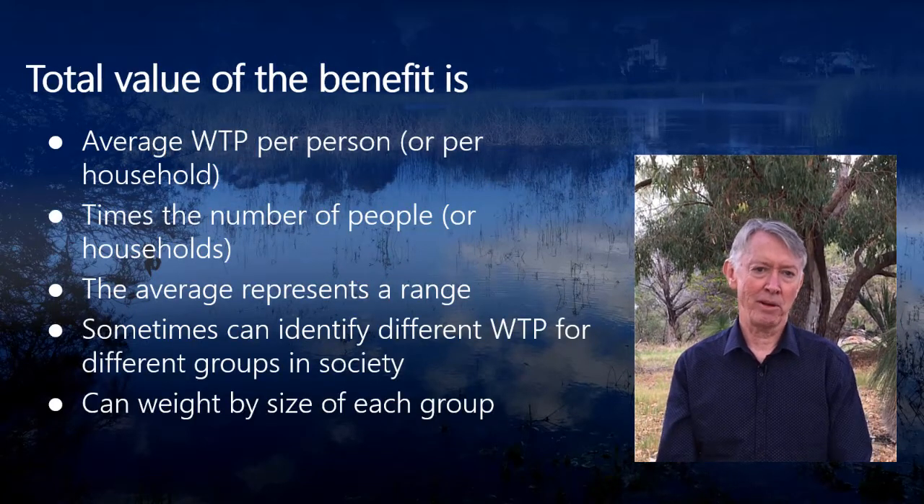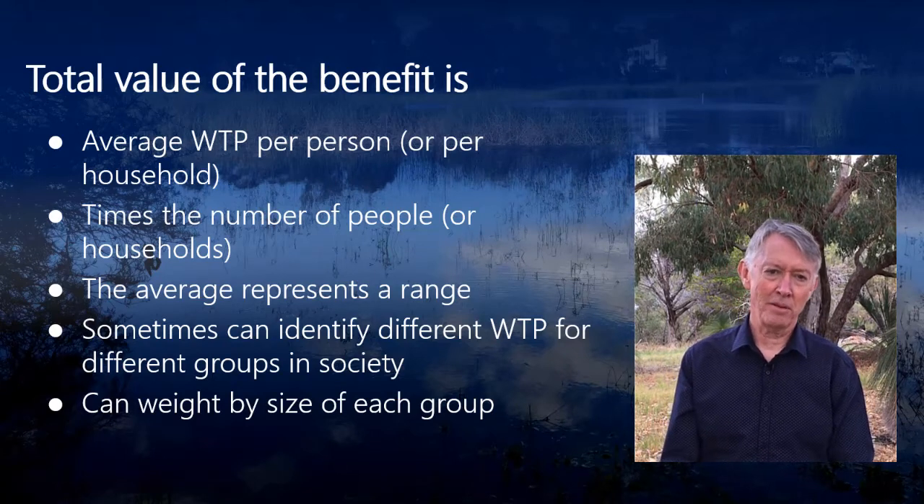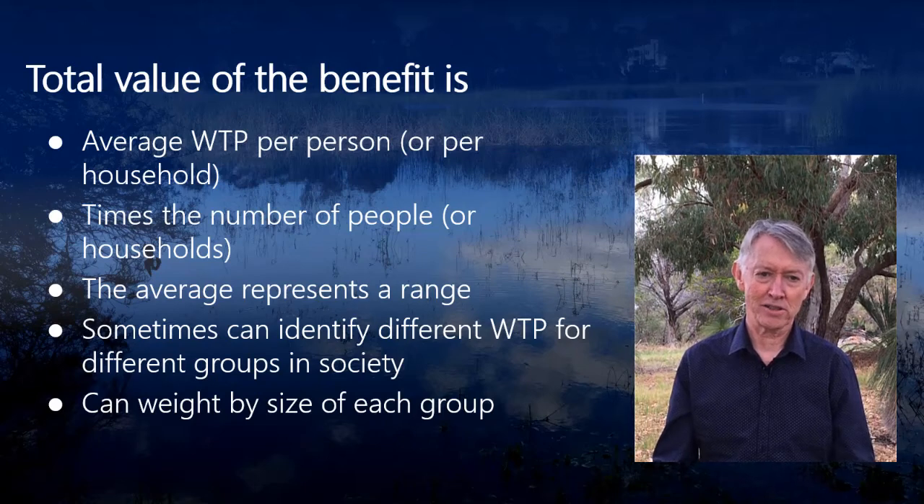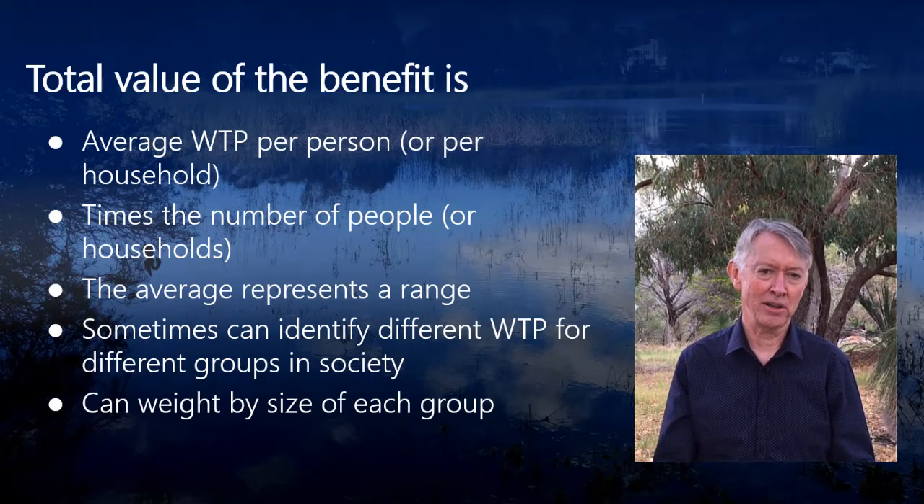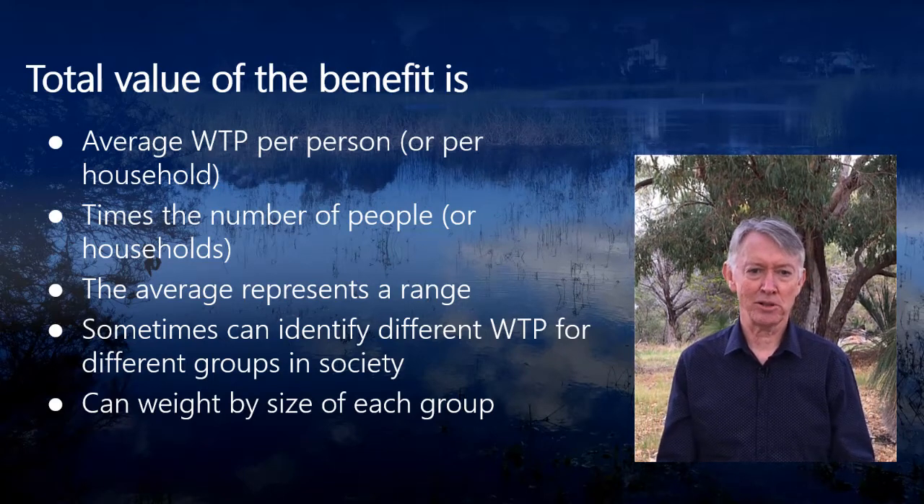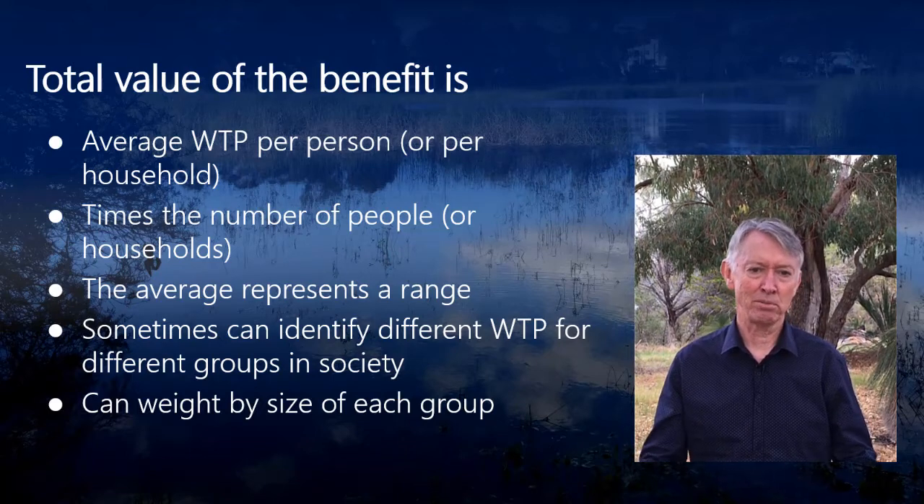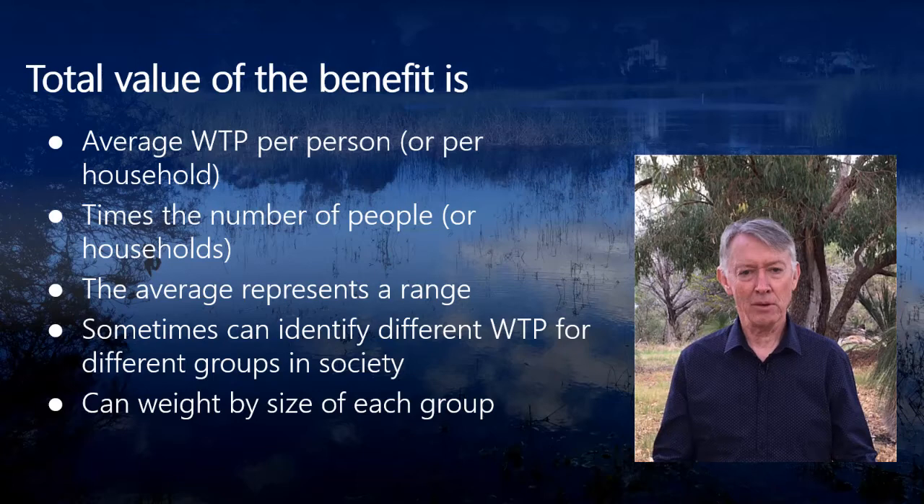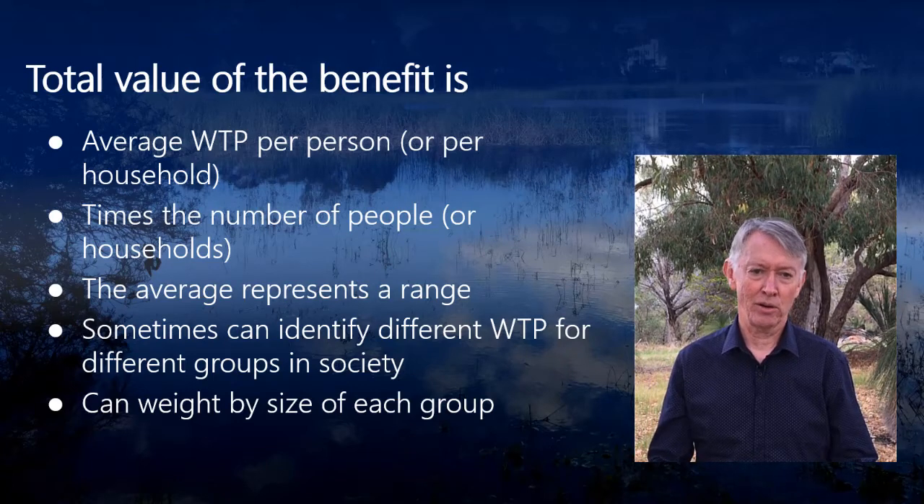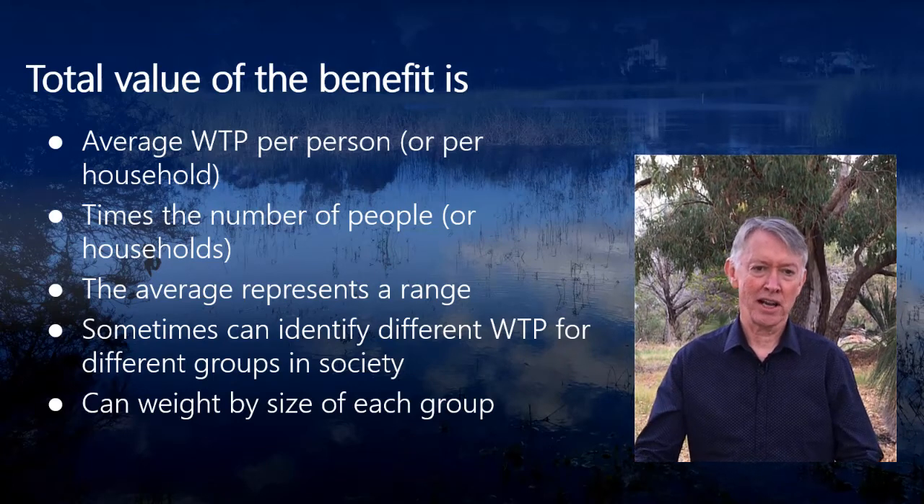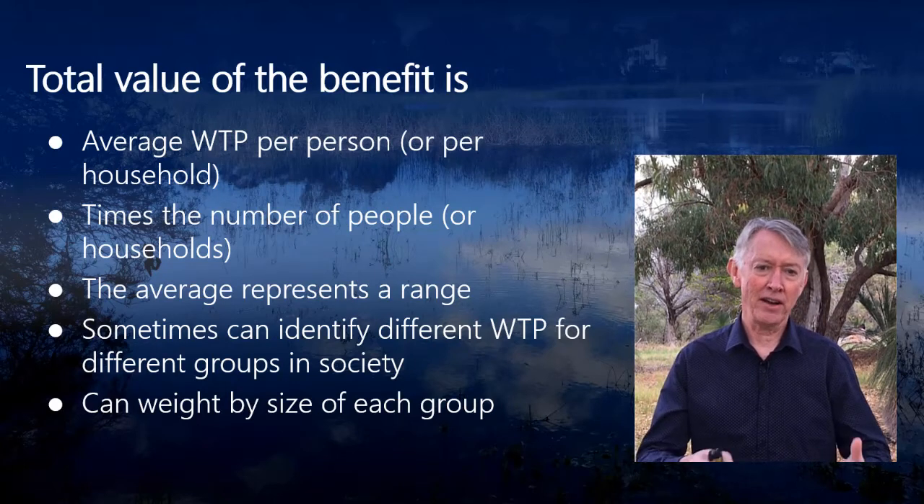The total value of the benefit will be the average willingness to pay per person or per household, times the number of people, or perhaps households. And when I say the average willingness to pay, that average represents a range. The reality is that there's diversity in the community in their willingness to pay for anything. Now, sometimes it's possible to identify different willingness to pay levels for different groups in society. You may be able to break it down into different groups, in which case you can weight the willingness to pay by the size of the groups to get an aggregate willingness to pay for each group, and then add them up.